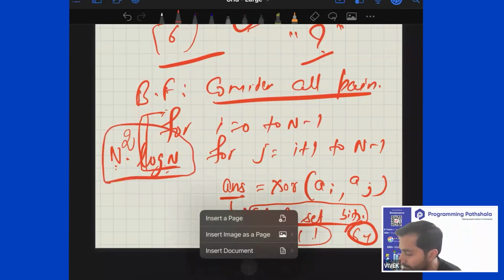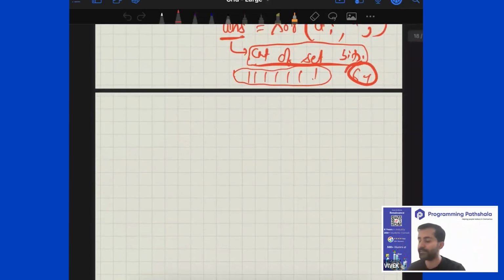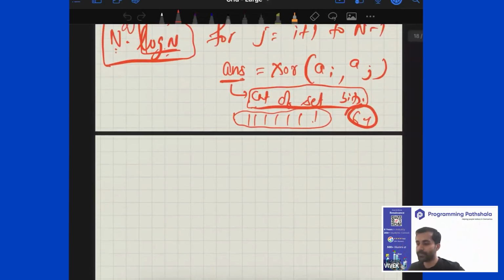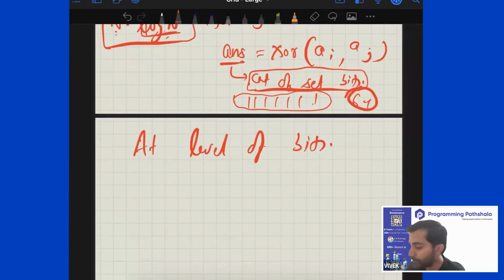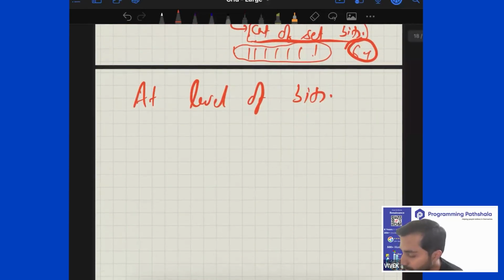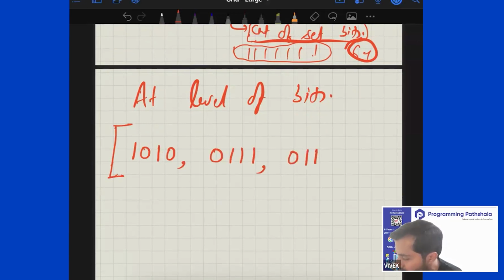Okay, can we do better? Can we optimize? If yes, then how can we optimize? So that is where we have to think a little differently. We have to think at the level of bits. Imagine you have some numbers. I'm writing those numbers in their binary form. So you have 1, 0, 1, 0, and then you have 0, 1, 1, 1. Then you have 0, 1, 1, 0, and then 1, 1, 1, 1.